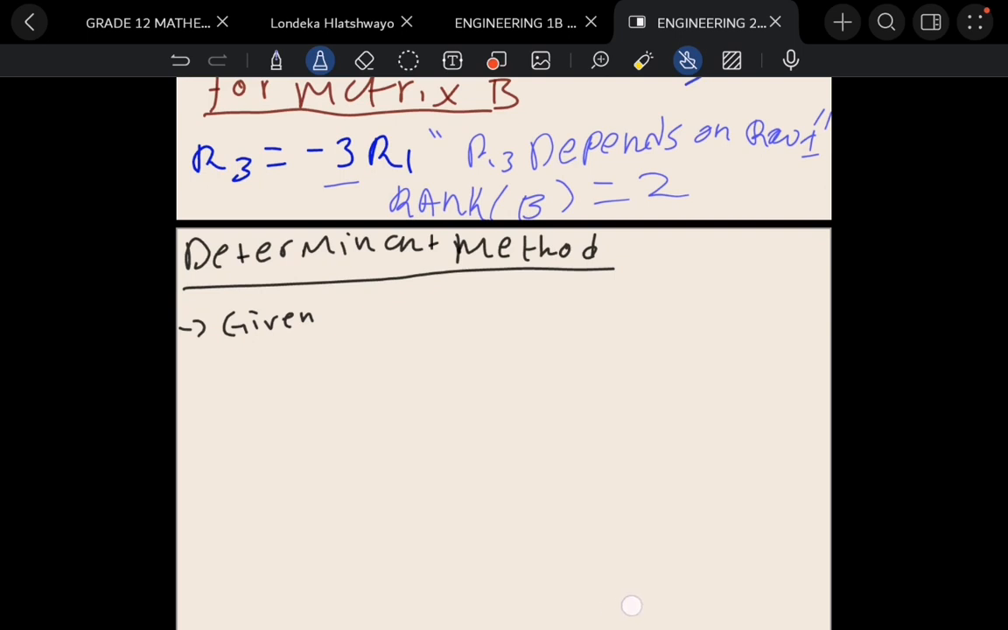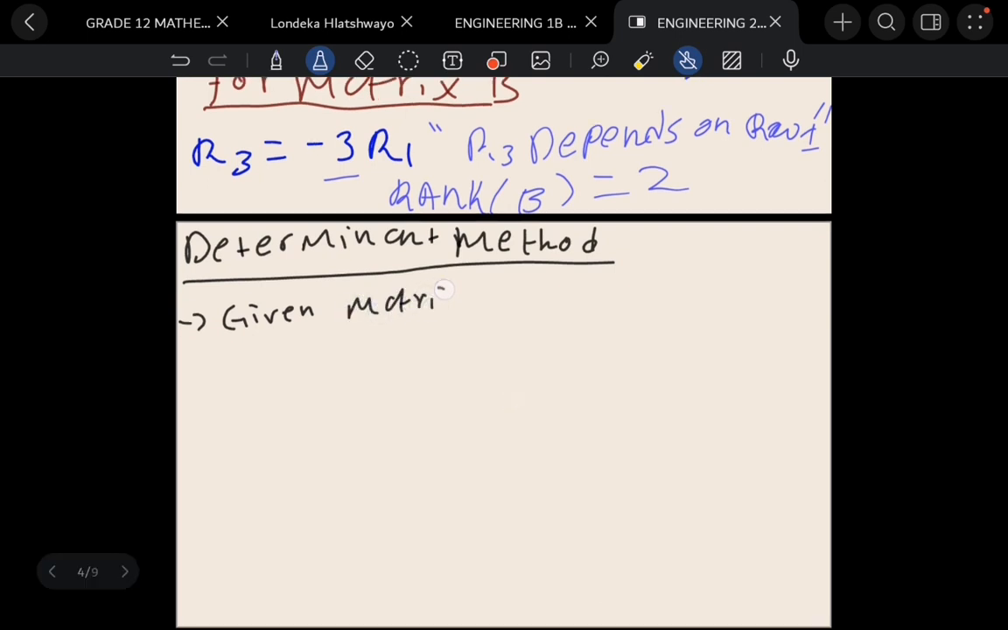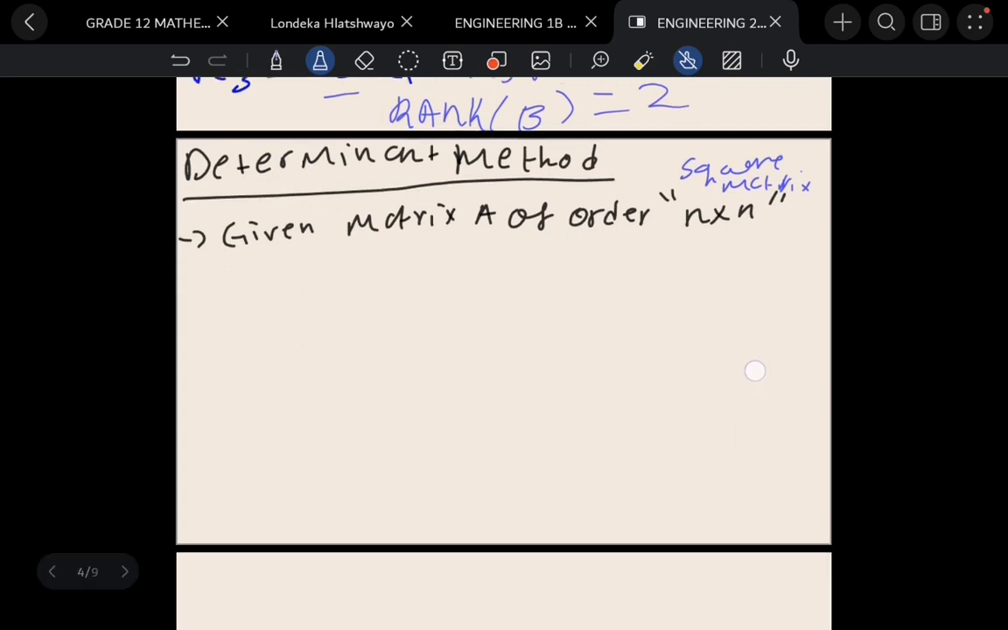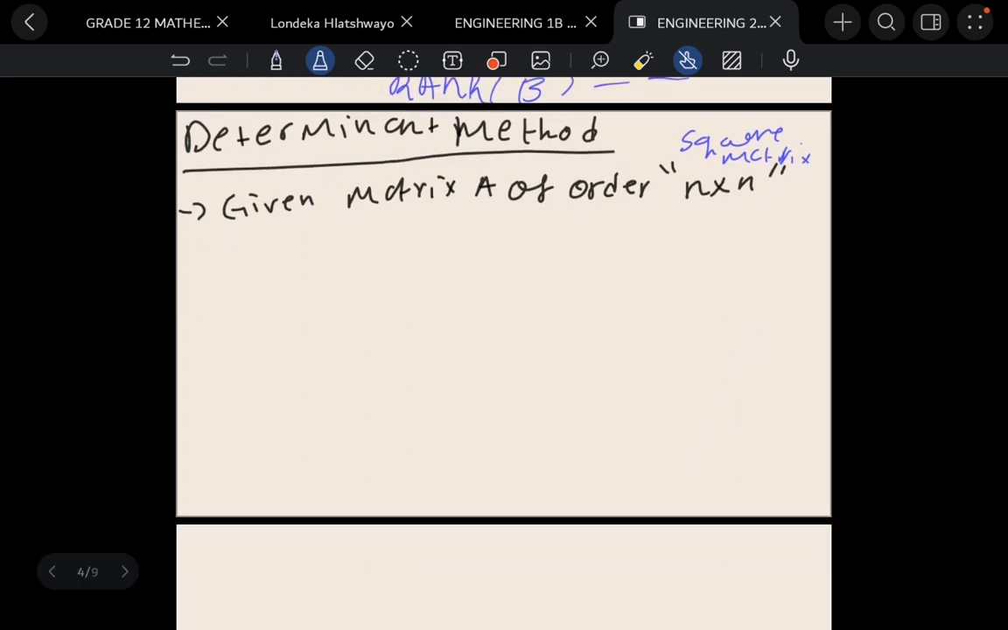Now, given matrix A of order n by n, which means this is a square matrix. Because this is a square matrix, we are allowed to find a determinant. Now, condition 1.